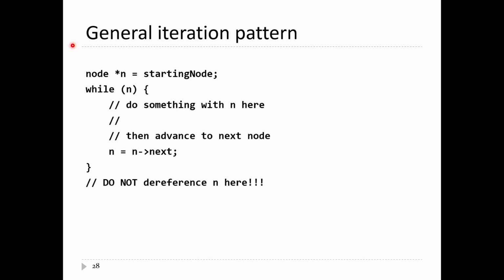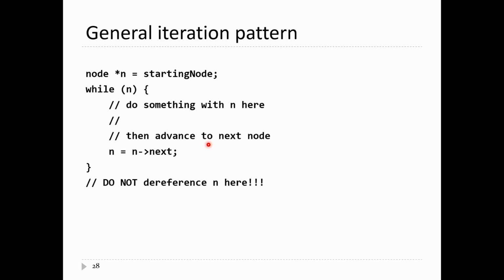So the general iteration pattern for a linear linked structure looks as follows. You make a pointer and assign it to whatever starting node you want. Wherever you want to start the iteration, you set n to point to that node. Now, while n is not null, there's a node there. So inside the loop, I can do something with n. I can dereference n safely, access its members, whatever I want to do with it, it's fine.